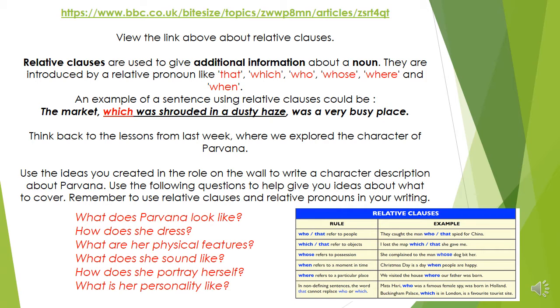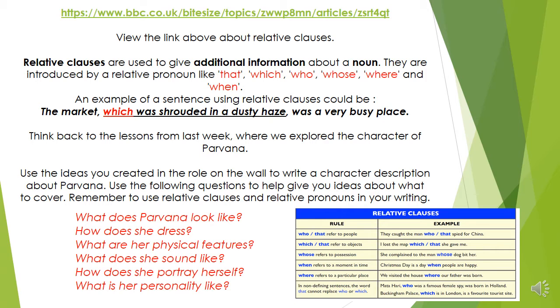An example of a sentence using relative clauses would be, the market, which was shrouded in a dusty haze, was a very busy place. If we took out that relative clause, the sentence would be, the market was a very busy place. And that makes sense on its own. However, we wanted to add in extra information about the market. So instead of having an extra sentence and making our writing really long, we can use relative clauses and add in that extra information into the sentence.